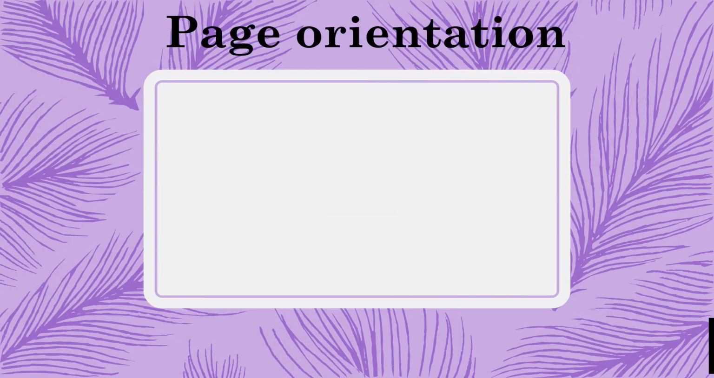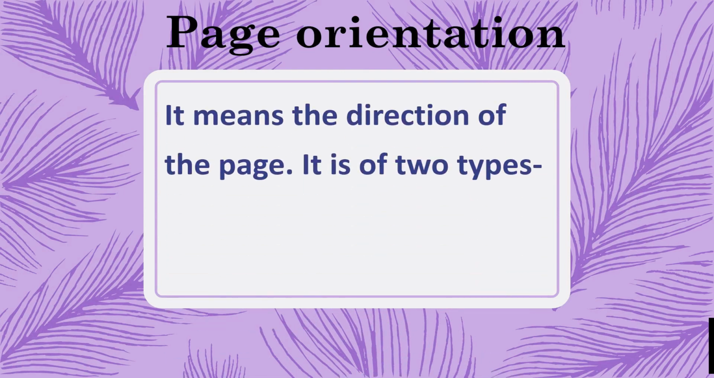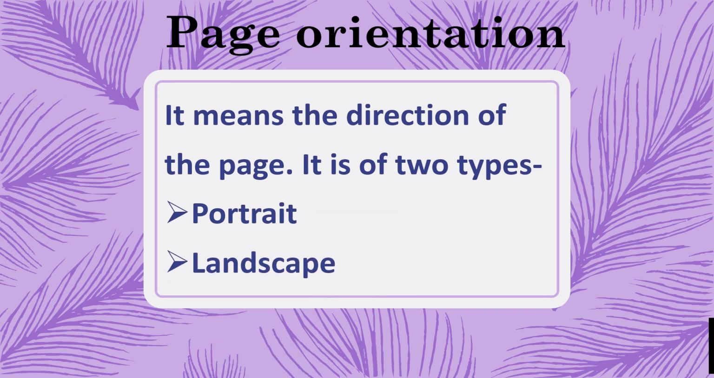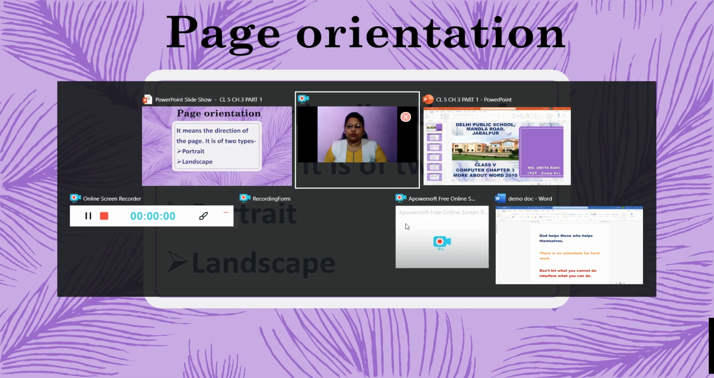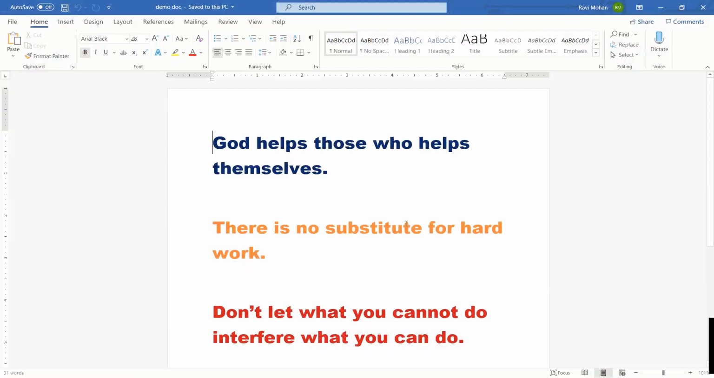Page orientation. Orientation means the direction of the page which you are going to use for creating your document. This depends entirely on the requirement of our document. The page can be arranged both horizontally as well as vertically. So the two types of orientation are portrait and landscape. Let us see this in a Word file, how it appears.